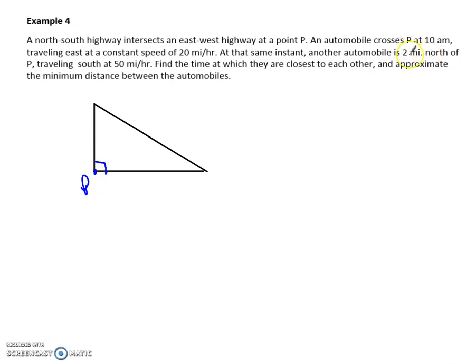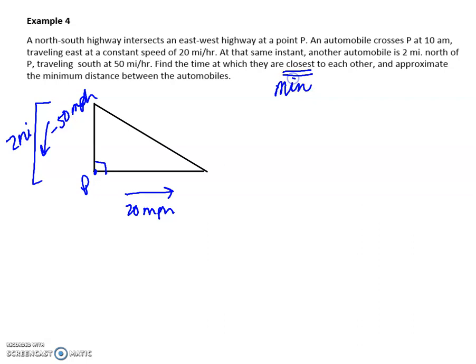So an automobile crosses point P at 10 a.m. and travels east at a constant rate or speed of 20 miles per hour. So I'm going to mark that. At the same instant, another automobile is 2 miles north. So that's important because that means that distance starts 2 miles north of P, and it's traveling south at 50 miles per hour. Notice my negative.